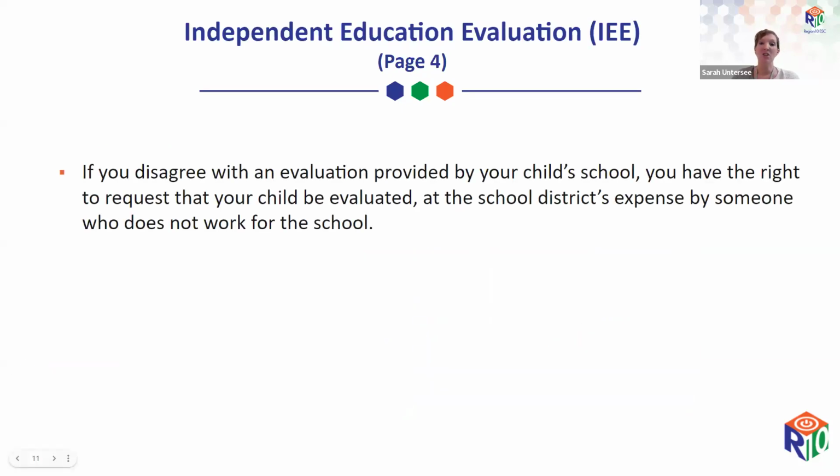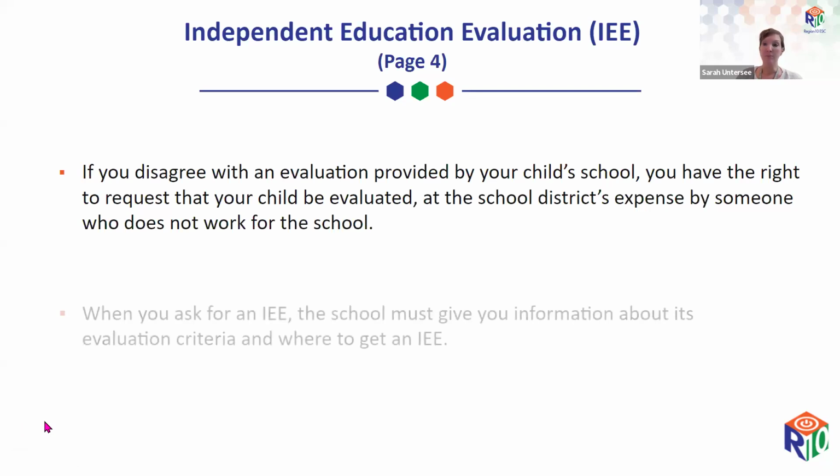An independent educational evaluation, or IEE. If you disagree with an evaluation that has been provided by your child's school, you have the right to request that your child be evaluated at the school district's expense by someone who does not work for the school, and this is called an IEE. When you ask for an IEE, the school must give you information about its evaluation criteria and where to get an IEE.